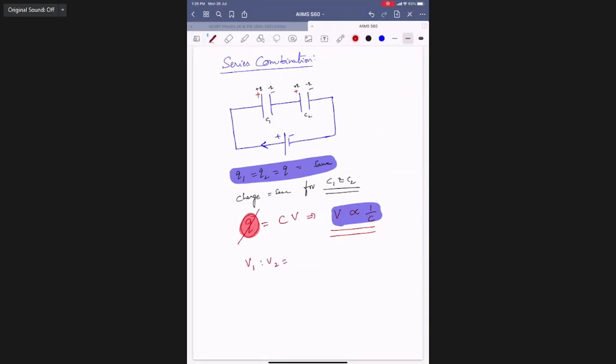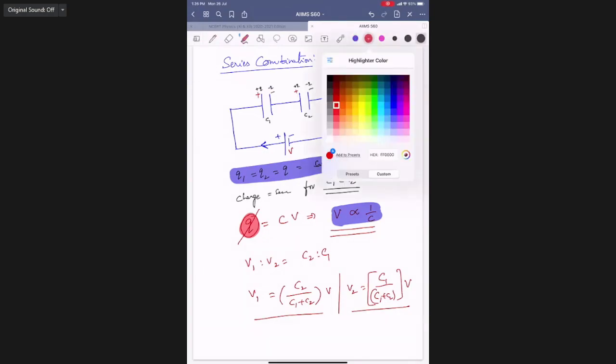Then V1 is to V2 as C2 is to C1. If you want V1, it can be written as C2 by C1 plus C2 of the total voltage. Assume the total voltage is V. V2 will be C1 by C1 plus C2 of the total voltage. They are inversely proportional.